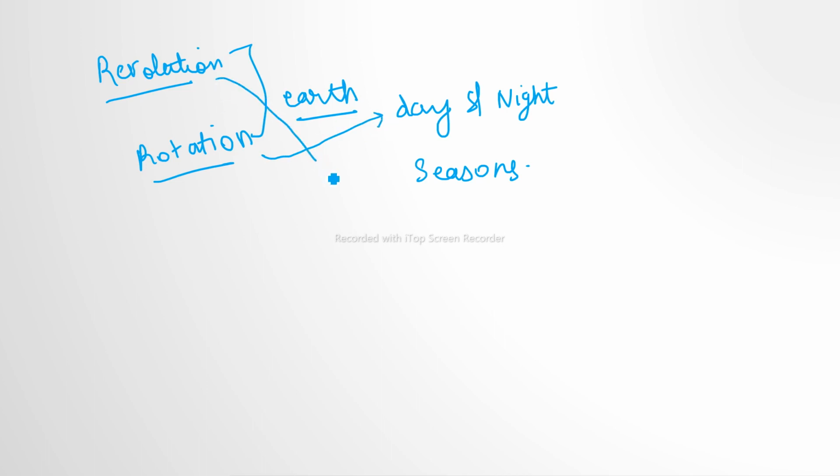I think you guys know the concept of revolution and rotation. These are two important terms connected to our earth, and they are responsible for day and night phenomena on earth, as well as for the changing of the different seasons. So what is responsible for what? Rotation is responsible for day and night, and revolution is responsible for seasons. Of course, a revolution is going to be longer, it takes more time to complete one revolution, whereas rotation is completed in a shorter span of time.